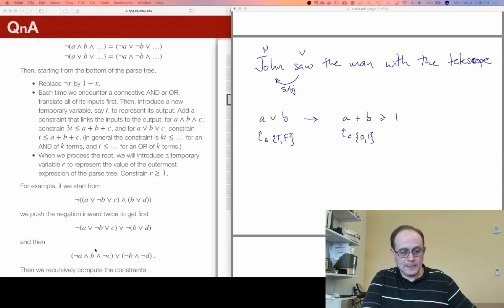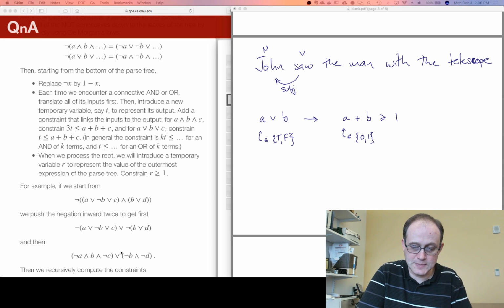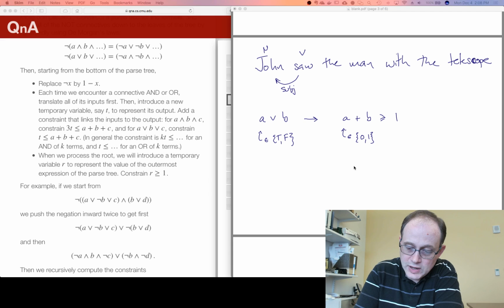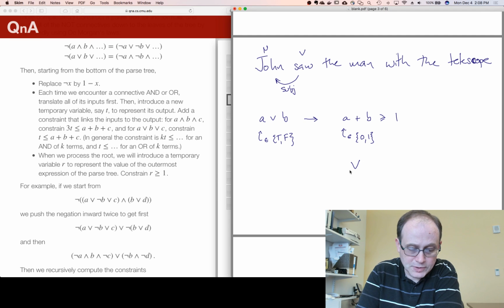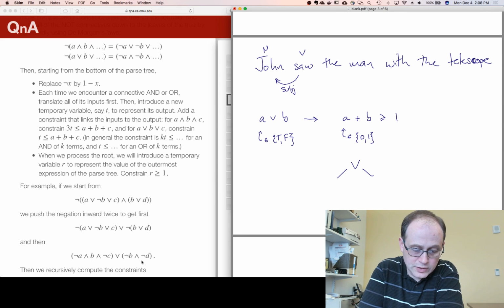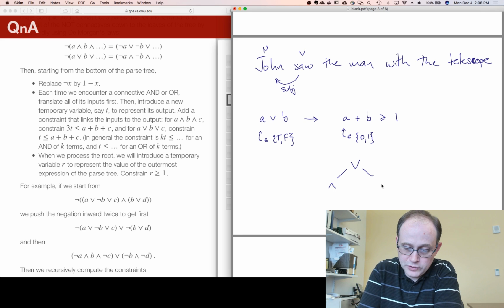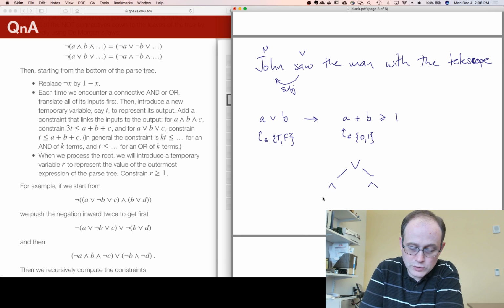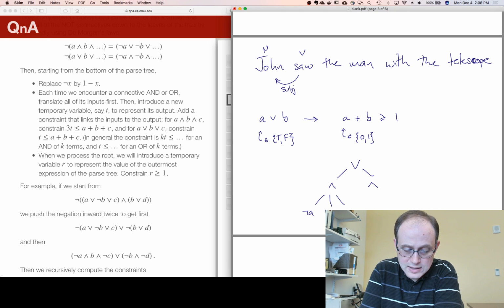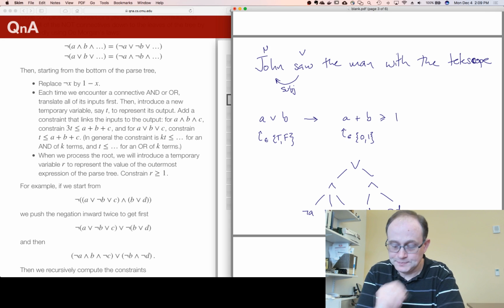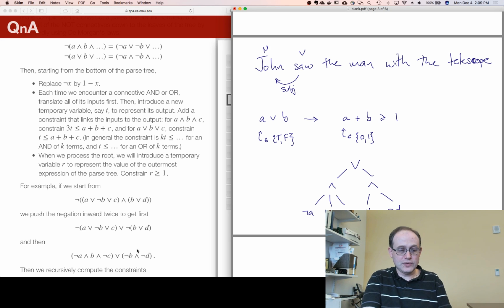So then what you do is you build a parse tree for your formula. A parse tree looks like this. You take this formula, and you have an or at the top of the parse tree. Its two children are these two formulas here, both of which are ands. The first formula has children not A, B, and not C. And the second formula has children not B and, excuse me, not D. All right, so here's the parse tree for this formula.